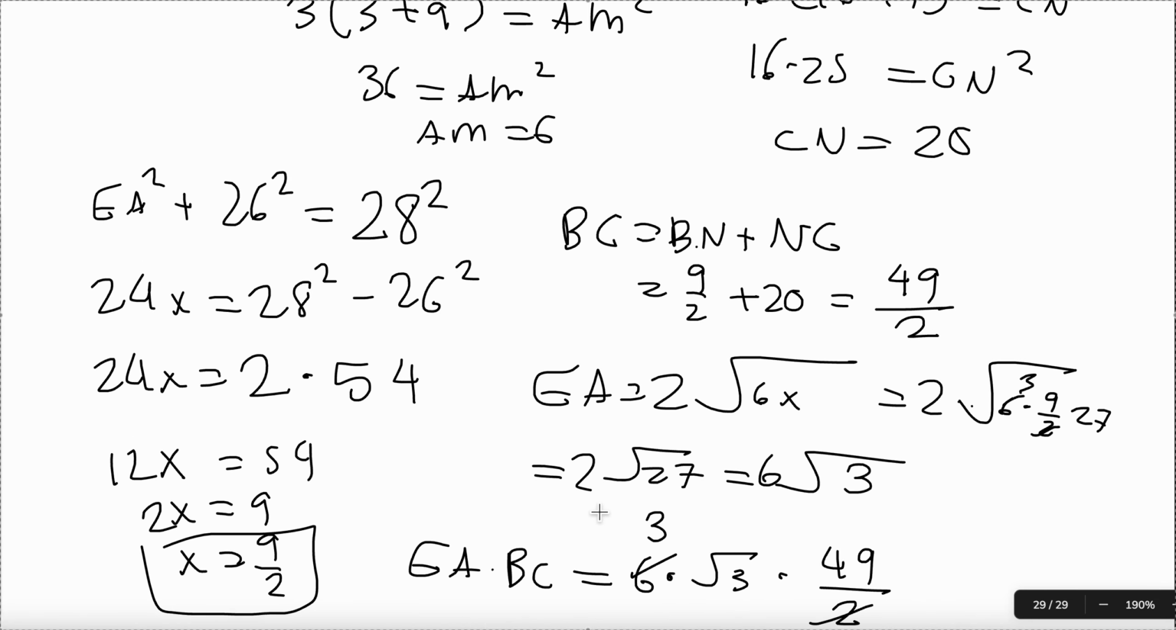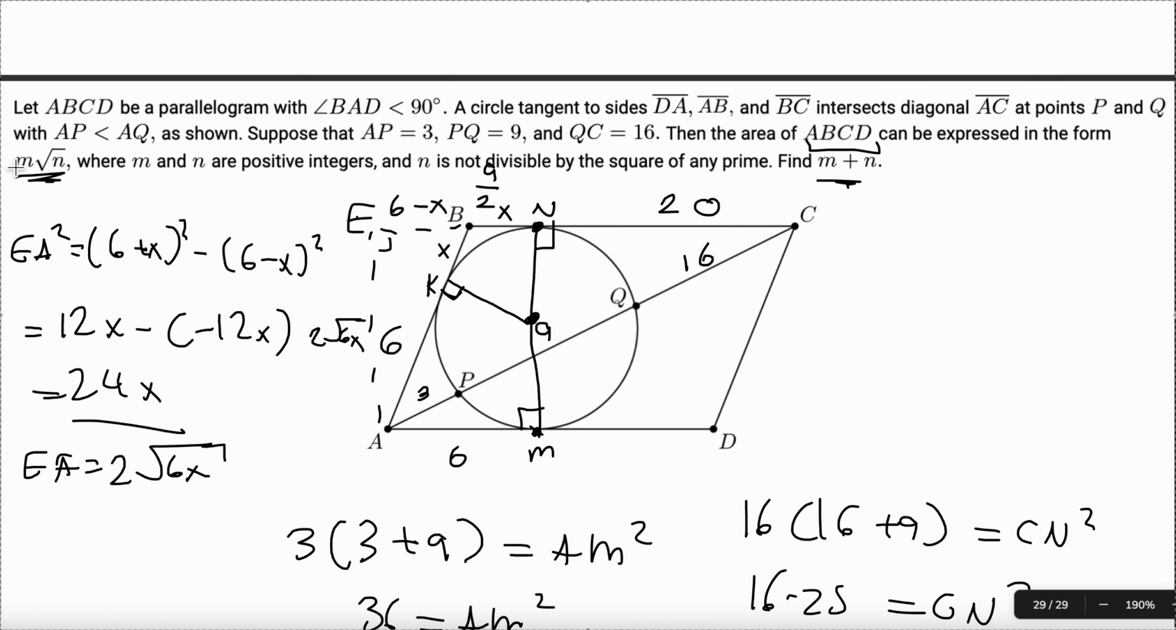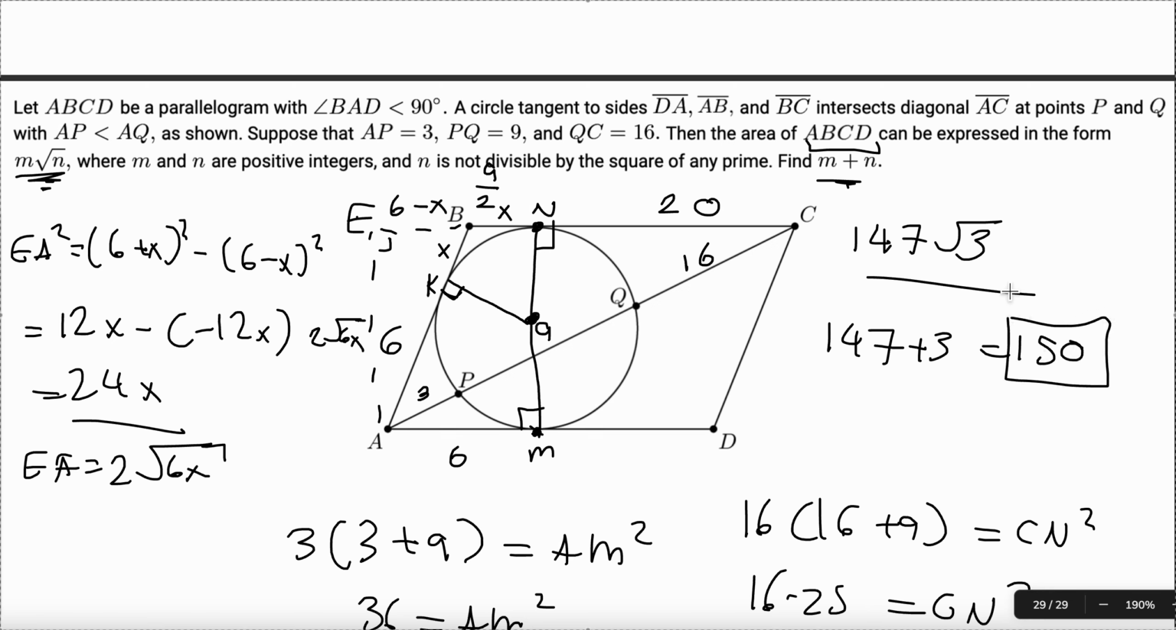I'm going to write it back up here. The form is m square root n, and it's exactly 147 square root 3. We want to find what m plus n is. We can confirm that this is in the right form, so we're doing something right. So m plus n is just 147 plus 3, which equals 150, which is the answer to this really cool geometry problem.